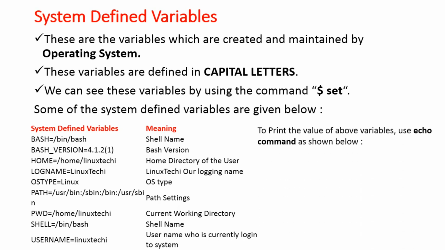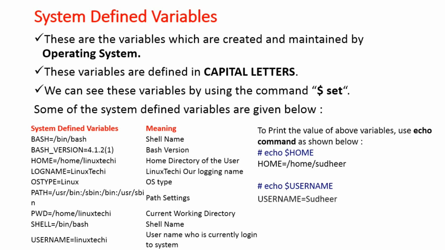If you want to print the value of the variables, you need to use the command echo. Using the echo command you can print the values of all the system defined variables. An example: echo $HOME. You will get the value for that variable, HOME equal to /home/Sudhir. Next one, echo $USERNAME. You will get the value for the username, that is, USERNAME equal to Sudhir.